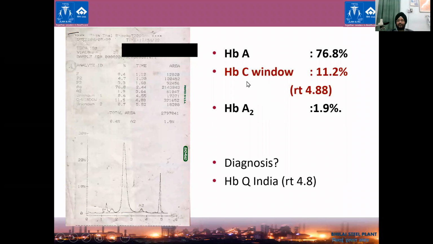So HbC window, is it possible in India? It is highly unlikely that we get an HbC in India because it is most of the time seen in the US and the American countries. So again, we should think what it is and how to confirm it. Could it be Hb Q India with a retention time of 4.8? But here the retention time is not 4.8. So what should we do?